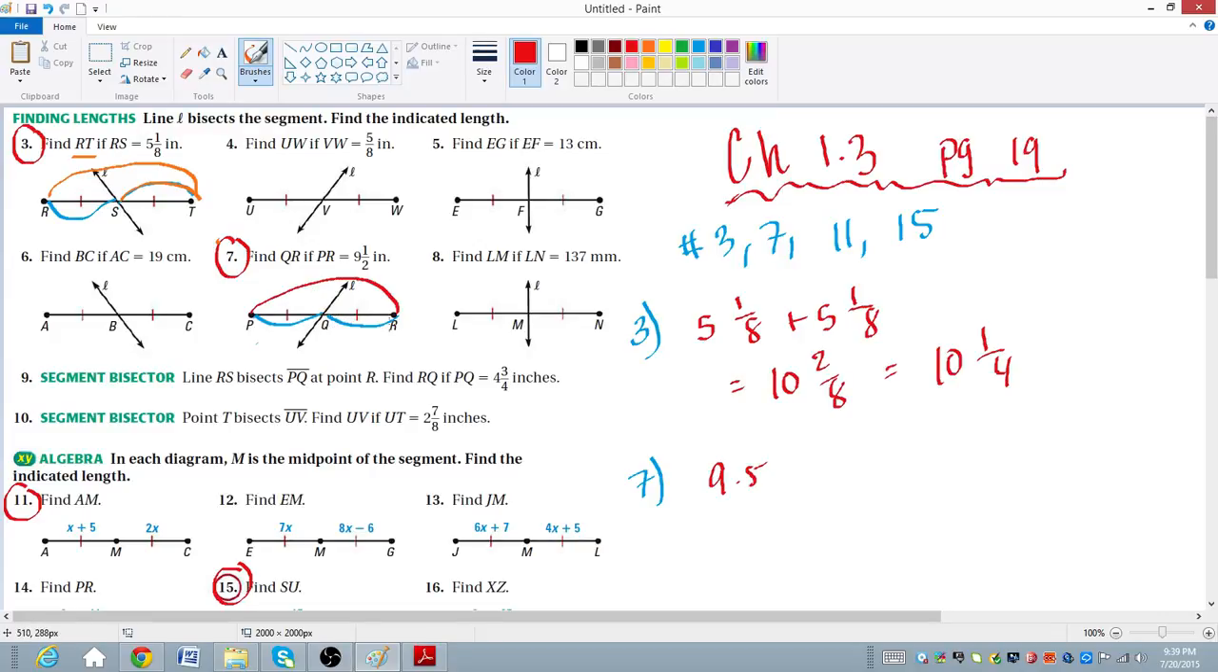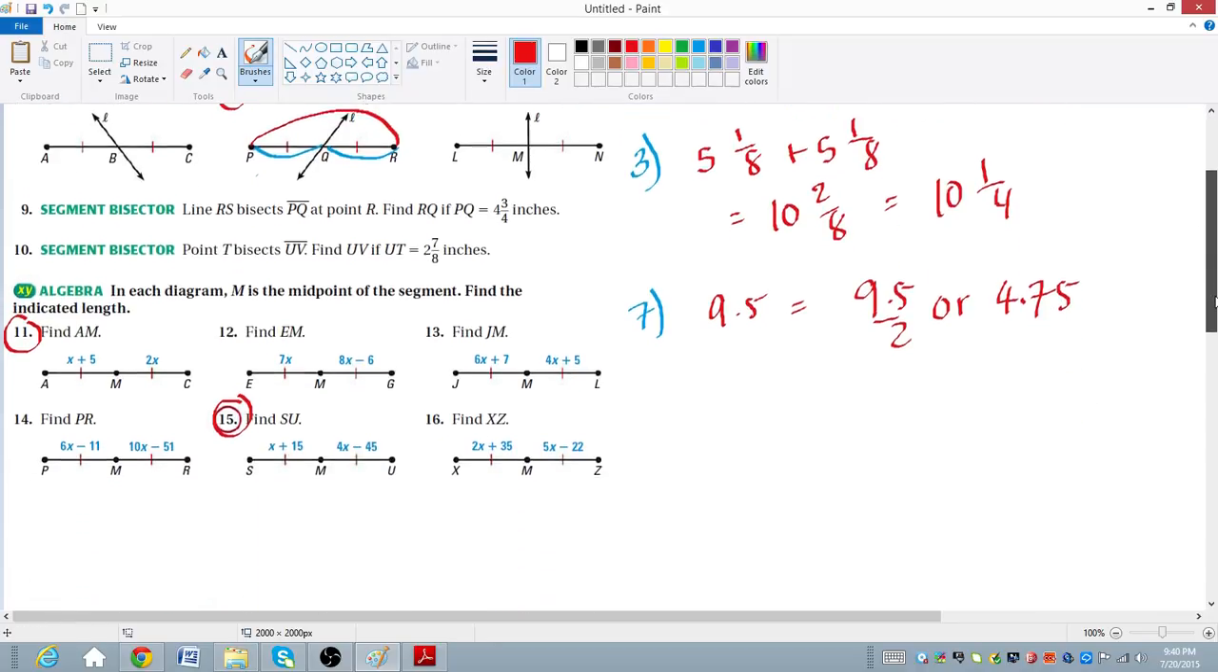QR and PQ are the same, so QR is only half of PR. So 9.5 divided by 2, and that is your answer there. Or if you wanted to put it in fraction or decimal form, you could do that as well. I could do 9.5 divided by 2, or I could do 4.75. So that's number 7. Now let's move on.